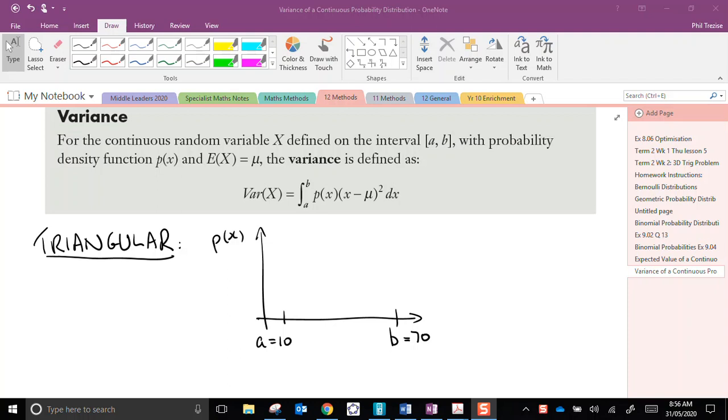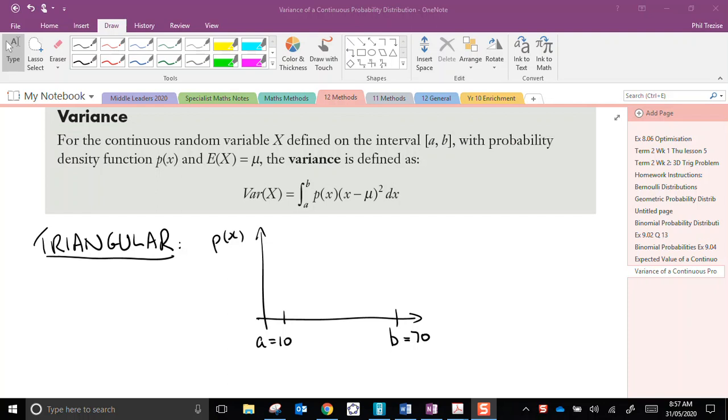Everyone, welcome back to the second lesson on variance of continuous probability distributions. So we've seen this equation last time. This time I thought a good example would be to do a triangular distribution with a lower limit of 10 and an upper limit of 70.